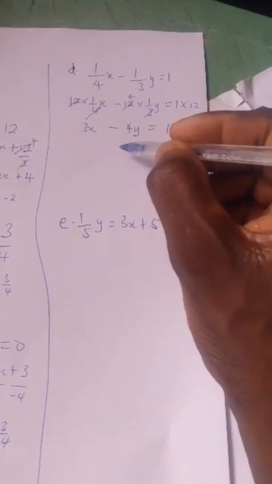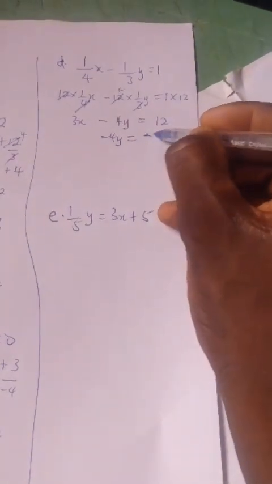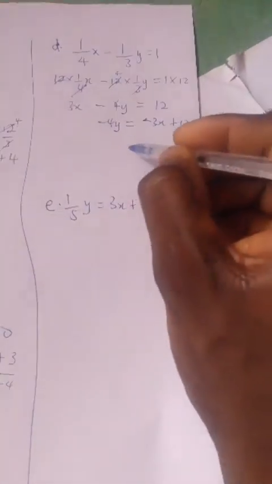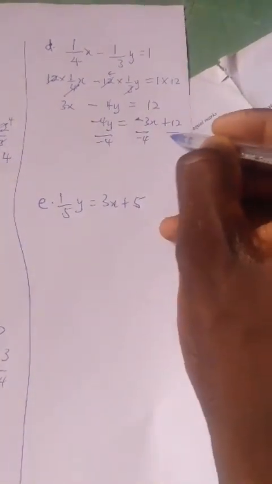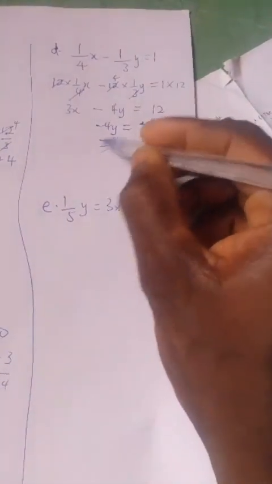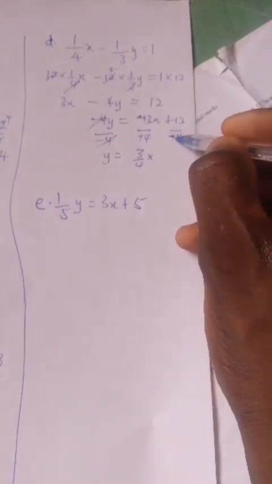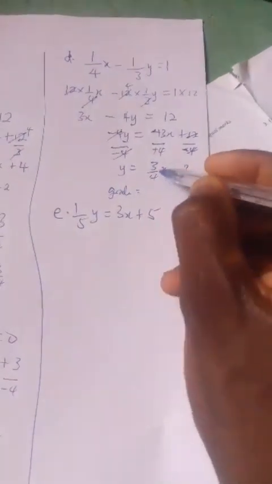Let's make y the subject. So minus 4y is equal to minus 3x plus 12. Then you divide both sides by negative 4. So this cancels that. So you have y is equal to, negative will cancel, you have 3 over 4x. Then 4 going into 3, minus 4 going into 12, minus 3. So our gradient is the coefficient of x, which is 3 over 4.